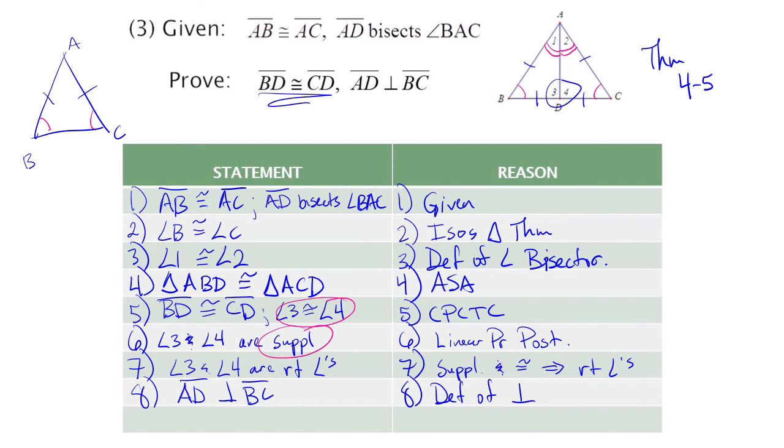All right, so there we proved it. We proved that BD is congruent with CD, and we proved that AD is perpendicular to BC. So we proved that AD, since it bisects the vertex angle of an isosceles triangle, must also be the perpendicular bisector of the base of that isosceles triangle.